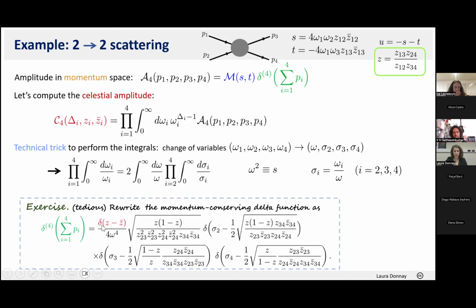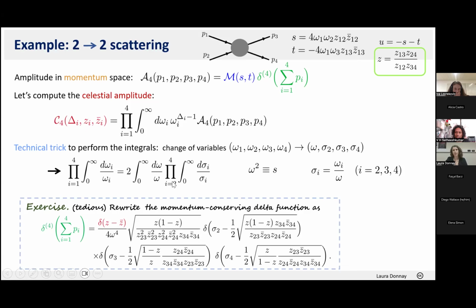Now notice that this delta function here, I'm going to come back to this later on, involves the cross ratio. So remember, the Zi are the points on the sphere, but Z is the cross ratio. Don't confuse the Z with the Zi, okay? So this is a delta function of the cross ratio here, which will have an important implication later on.